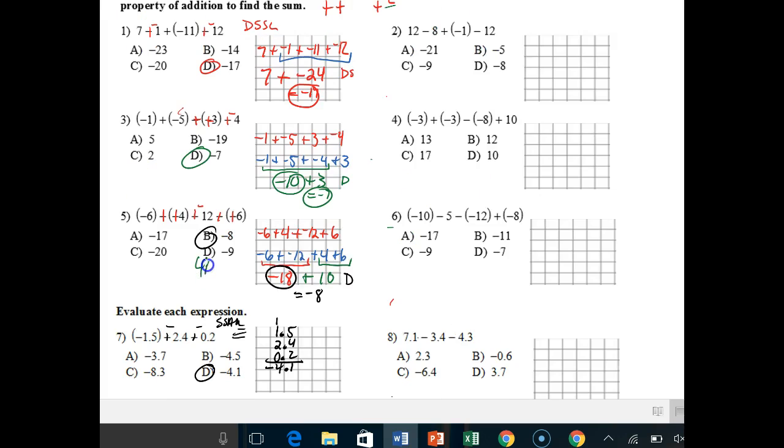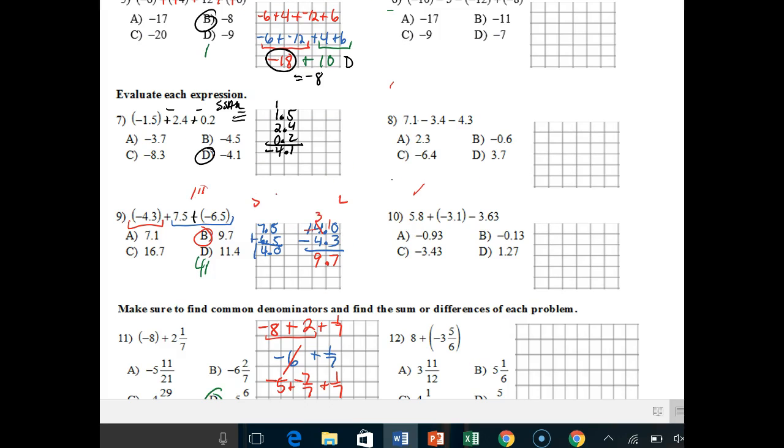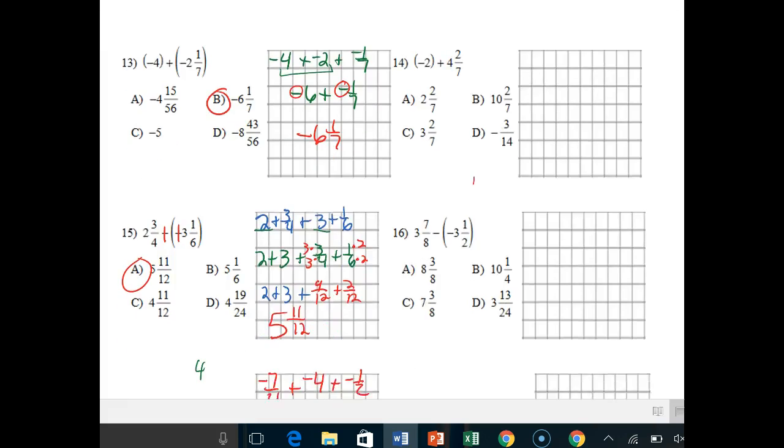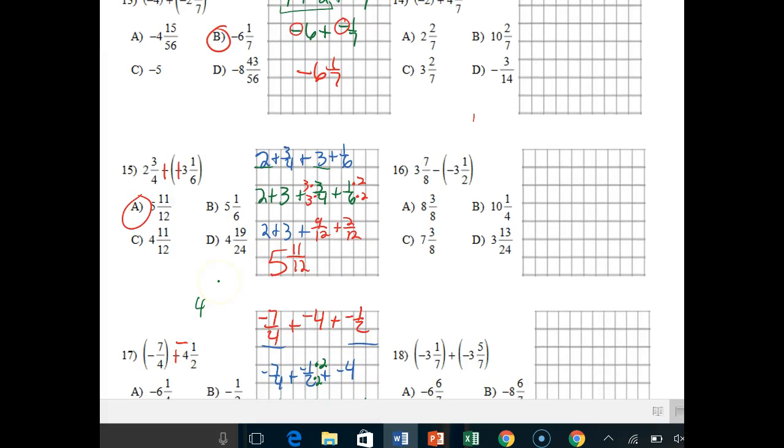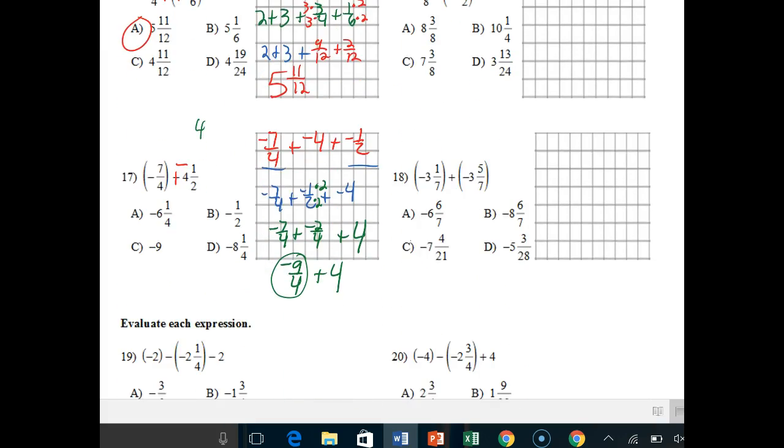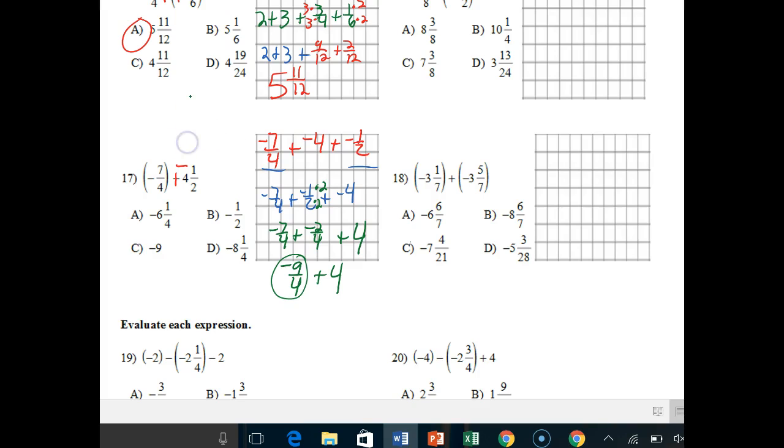So 4 goes into, oops, sorry about that. Let me scroll down just a little bit more. All right, back where I was.